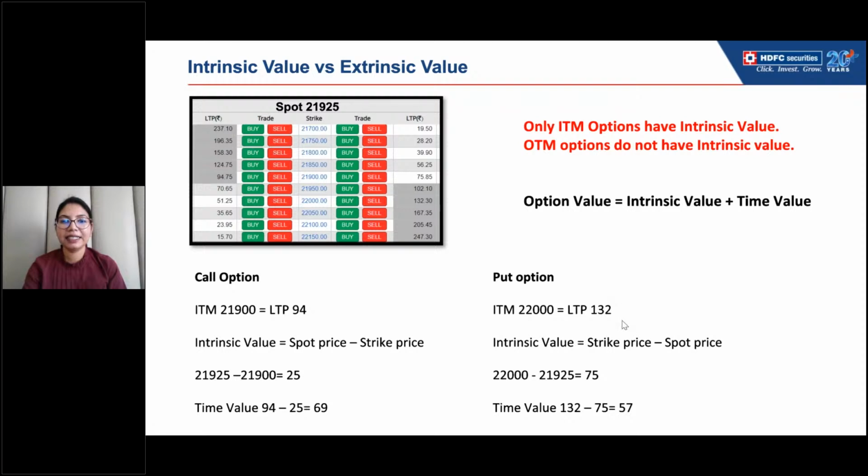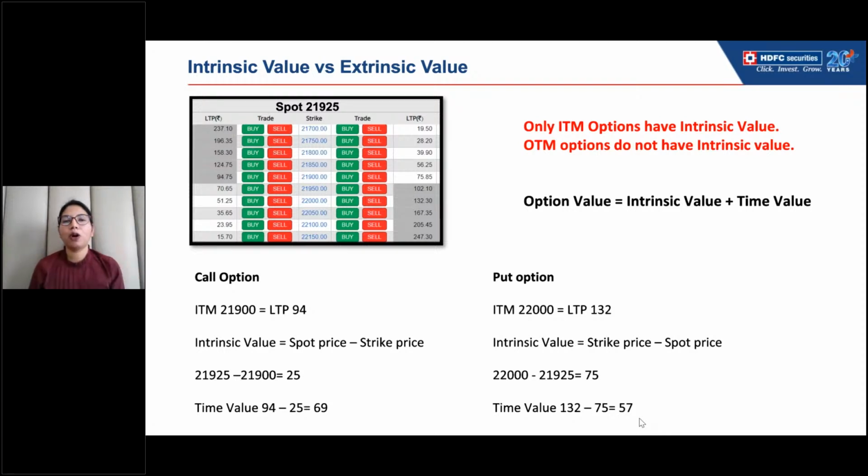ऑलराइट, बट द प्राइस इज 132. तो ये 132 में से 75 अगर मेरा इंट्रिंसिक वैल्यू है तो बचा हुआ मेरा टाइम वैल्यू है 57, करेक्ट. सो दिस इज हाउ you understand how much is the time value of that particular option and how much the intrinsic value it holds.